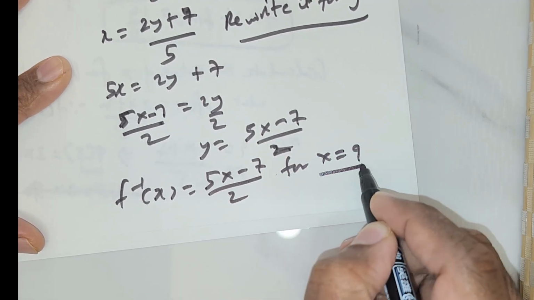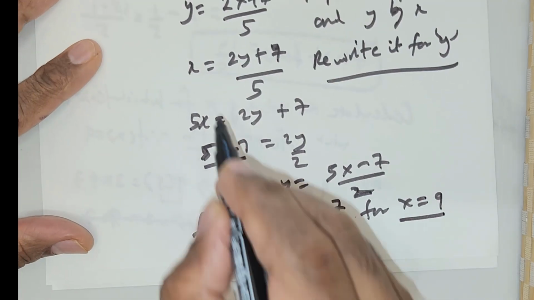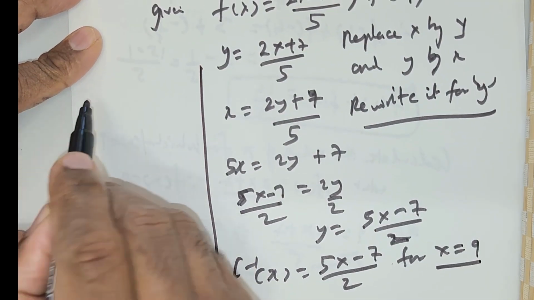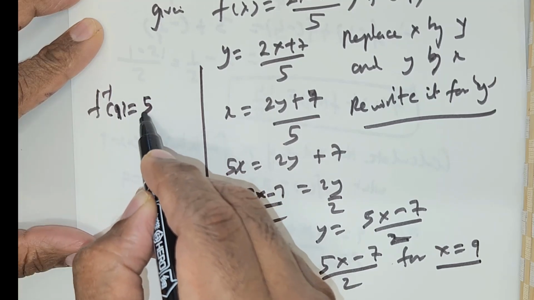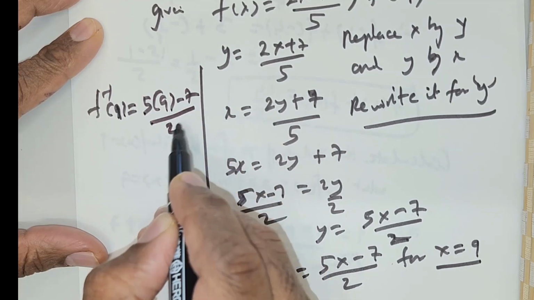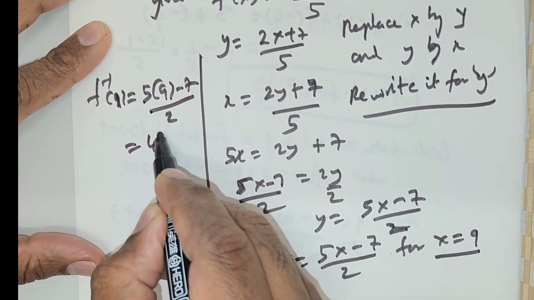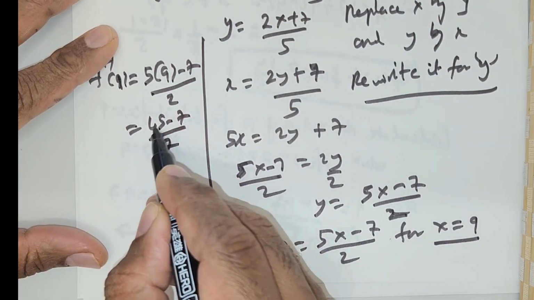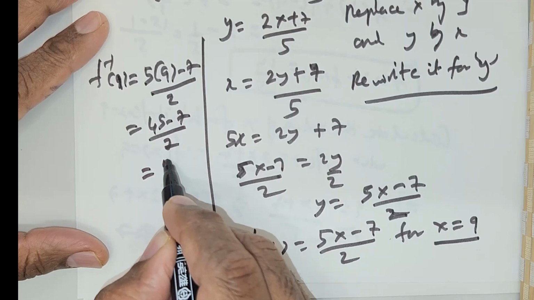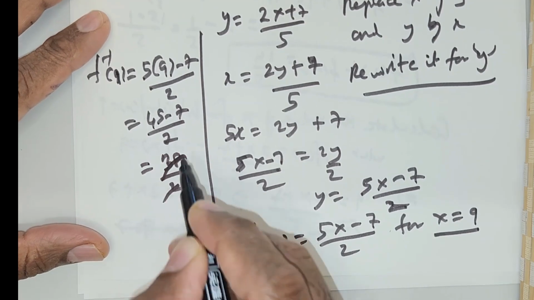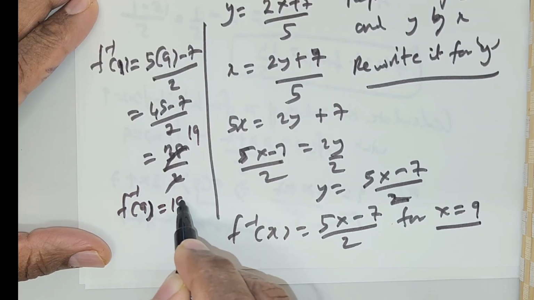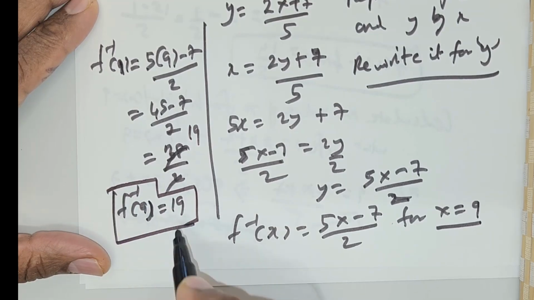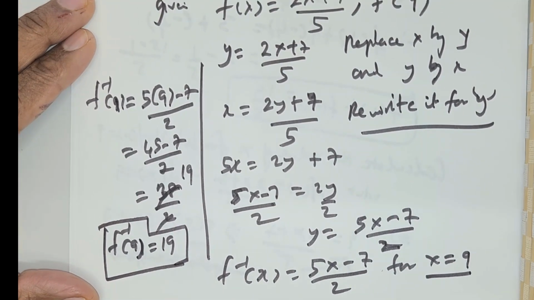Now we need to calculate for 9. So when x is equal to 9, I'm going to use this part. So f inverse of 9 is equal to (5 times 9 minus 7) divided by 2. 9 5s are 45 minus 7 divided by 2. 45 minus 7 is 38. You divide by 2. 2 divides 38 19 times. So f inverse of 9 is equal to 19. So that's the solution for this question. We move on to the next one.